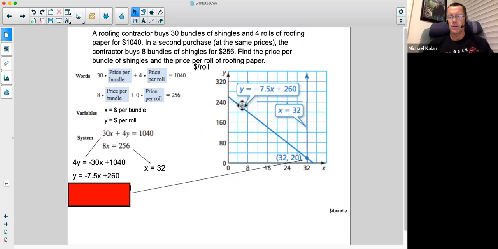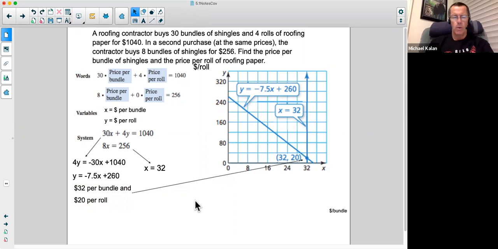Which is exactly what this one represents. So then once I have 2 points, I can draw in my line. Where do they intersect? It looks like they intersect definitely at 32, comma, and it looks like about halfway there, which, if it's 40 up to there, would be 20. So $32 per bundle and $20 per roll.